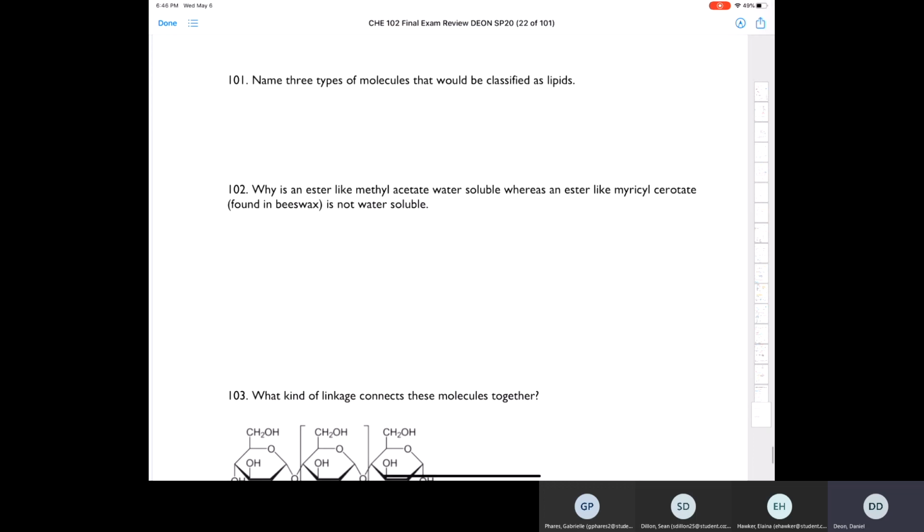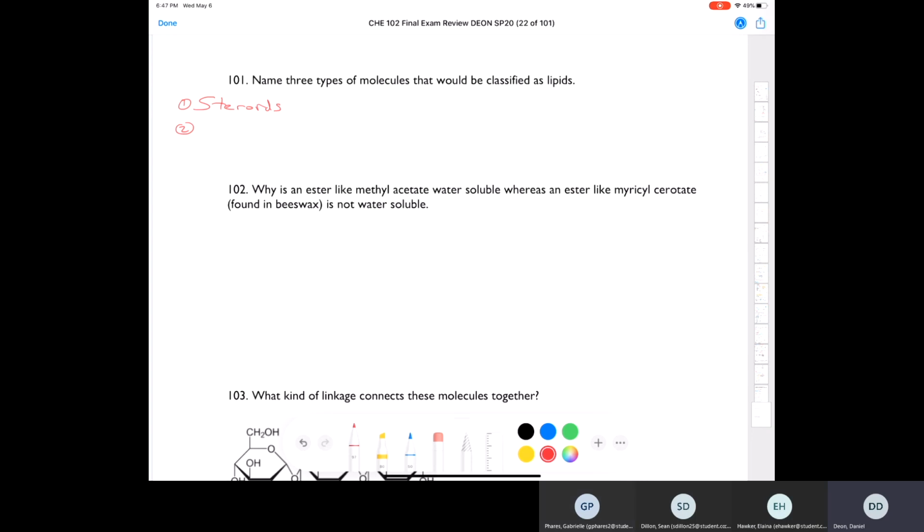Name 3 types of molecules that could be classified as lipids. Who can give me a favorite? A real crowd favorite. Go ahead. Steroids. Yeah, that's a great one. Hormone. Yeah, a hormone could be. A steroid would be a hormone that is a lipid, though. Is cholesterol? Yeah, cholesterol is a steroid as well. So these are all steroids.